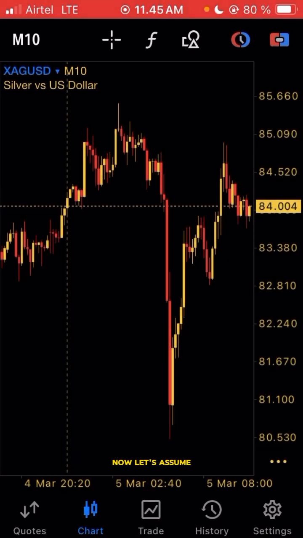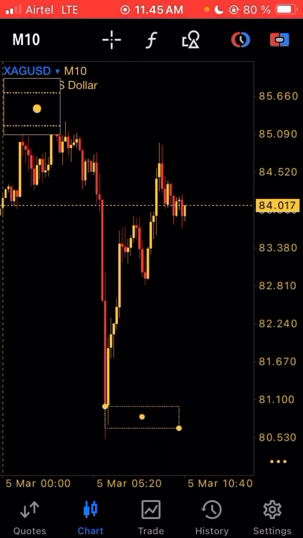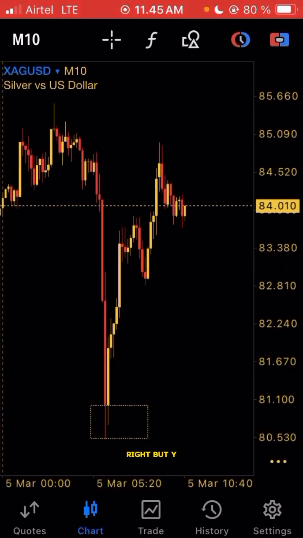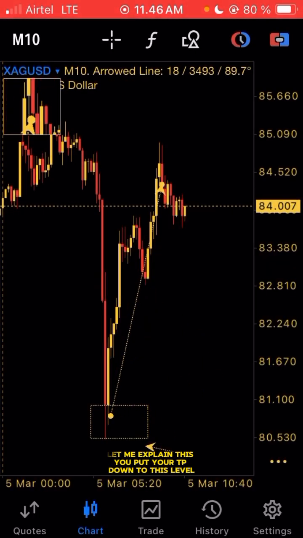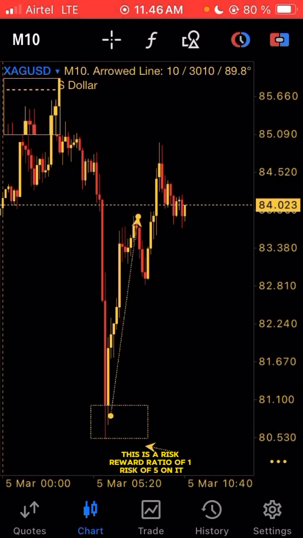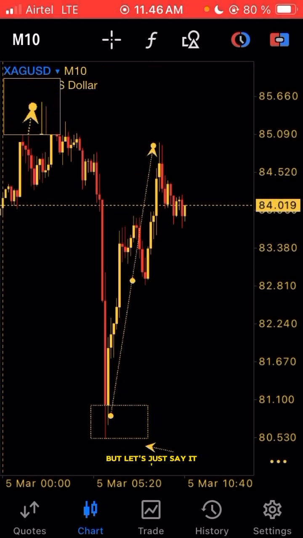Now, let's assume that you take your trade here. Let's assume you have a strategy that made you take your trade here for a good reason, right? And people that do trade, they don't know the reason why you took that trade, right? But you took the trade regardless. Now, you took the trade and you put your stop loss at this level, and then you put your TP, let me extend this, you put your TP down to this level. Now, think about that risk to reward ratio. This is a risk to reward ratio of 1:5 on its own. It might be more than that, but let's just say it's 1:5.